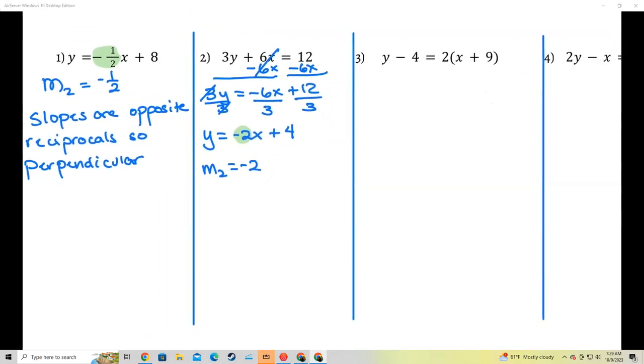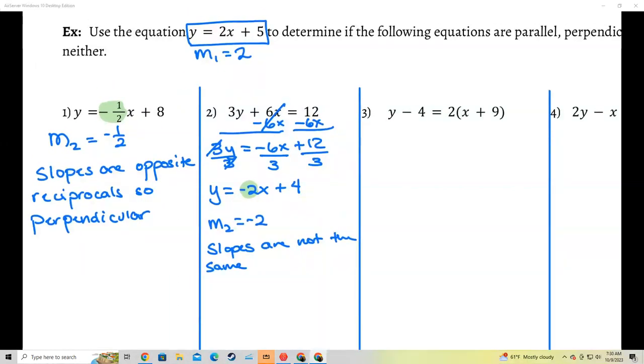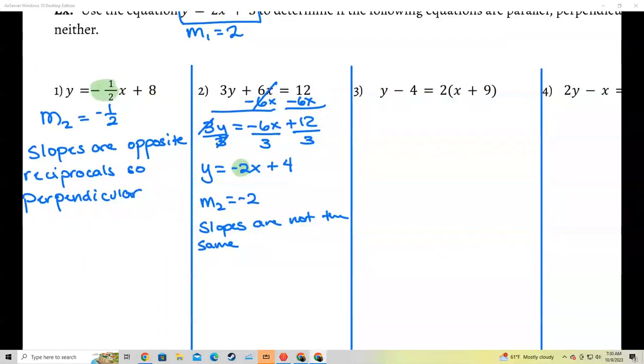Are the slopes the same? Nope. Slopes are not the same. Are they opposite reciprocals? Well, they're opposite, right? Because the first one's 2, the other one's a negative 2, but there's no reciprocating going on. There is no flipping. So the slopes are not the same and are not opposite reciprocals. So this is going to be neither.